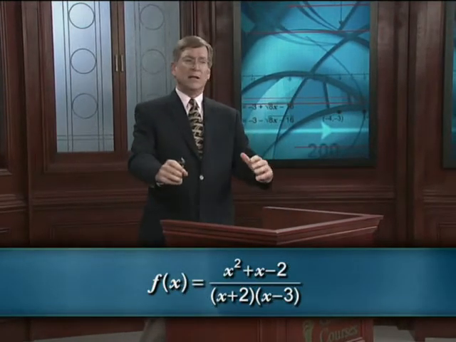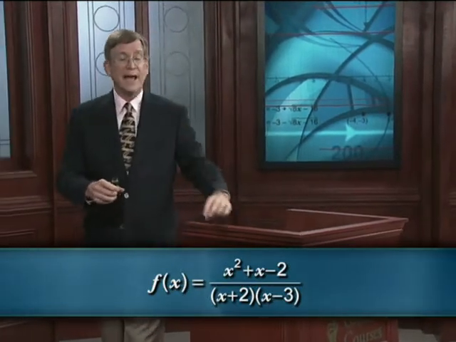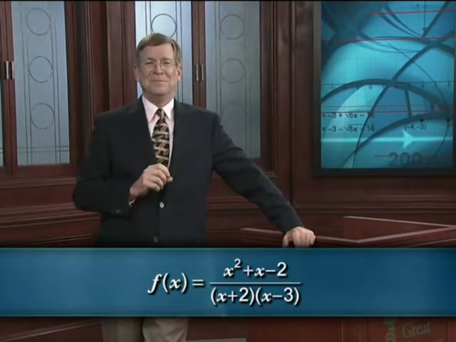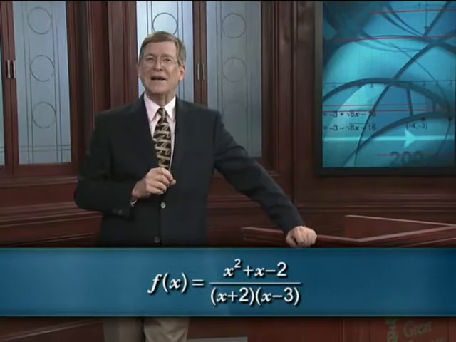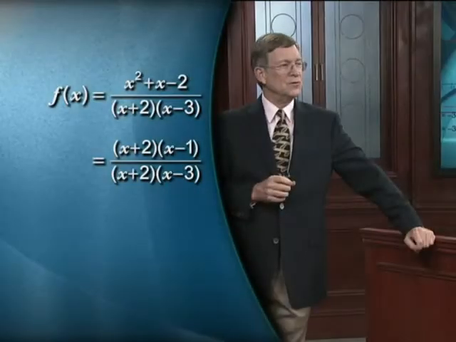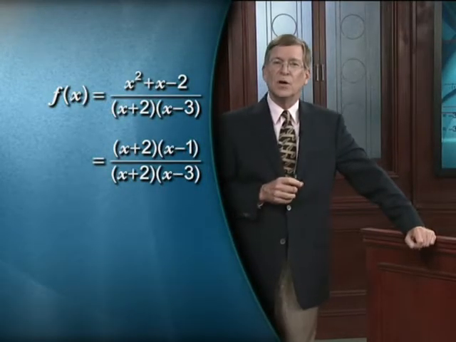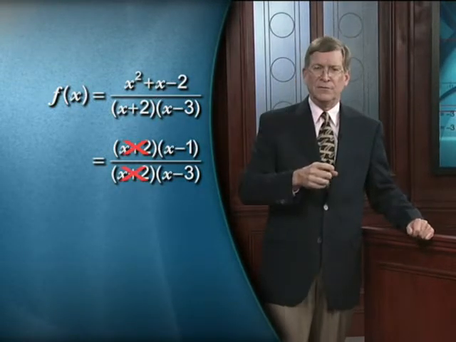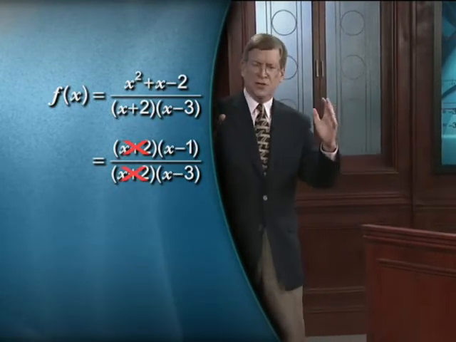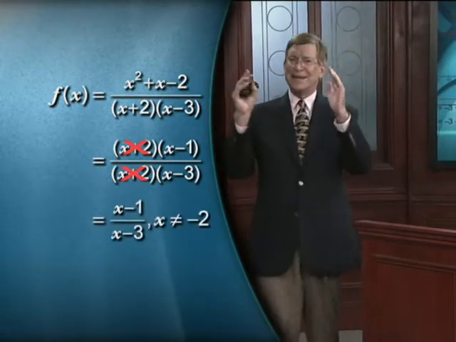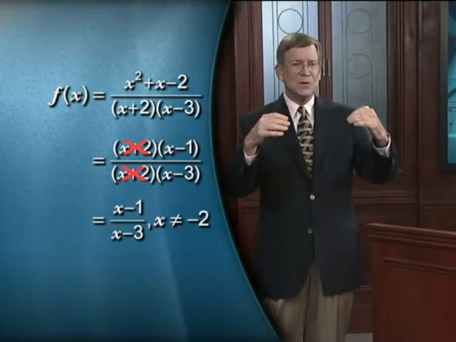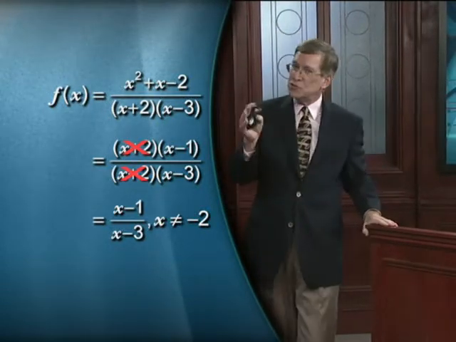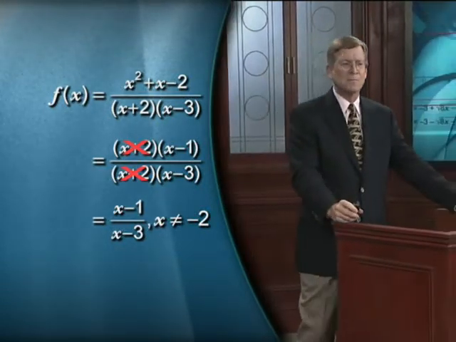And you might automatically say, well, minus 2 and 3, because that's where the denominator vanishes. But I'm tricking you. Factor that numerator. It factors to x plus 2 times x minus 1. Common factor of x plus 2. Cancel that common factor, and we have a new version of our rational function. It's x minus 1 over x minus 3, as long as we remember that x cannot be minus 2. Minus 2 is not in the domain of this function.